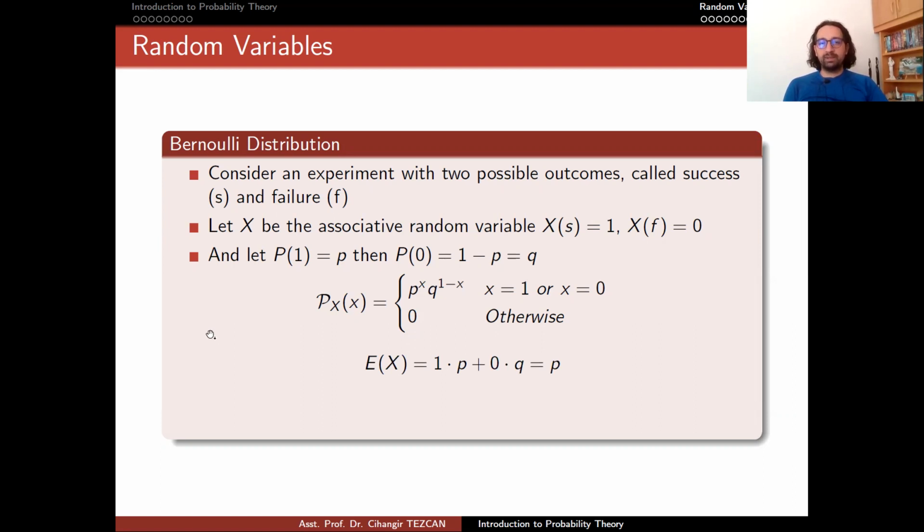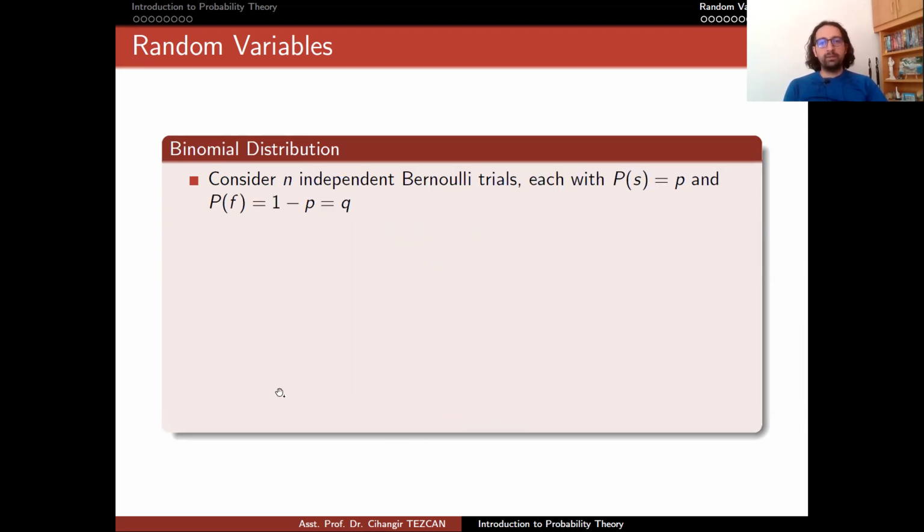So let's talk about expected value. Recall that the expected value is the value multiplied with the probabilities. In this case, it is P, and the variance is P times Q. So you can easily compute them if you prefer. But now we can move on to binomial distribution.